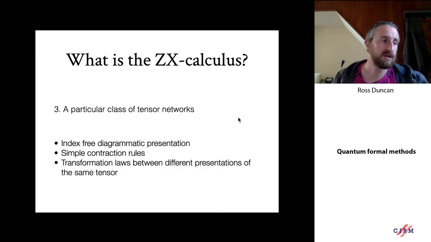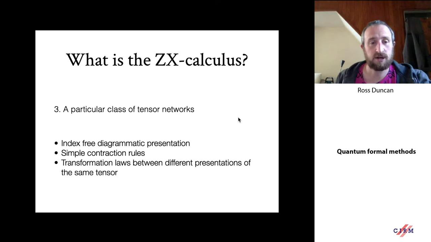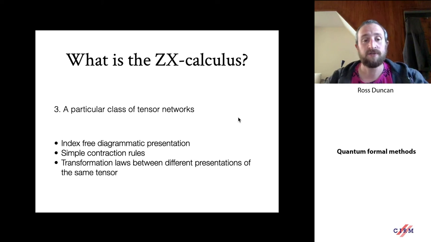Third perspective, the ZX calculus is a particular representation of certain tensor networks. So it's an index-free diagrammatic presentation of these tensor networks. There are very simple rules for contracting tensors, but also there are these transformation laws which allow you to have different presentations of the same tensor.